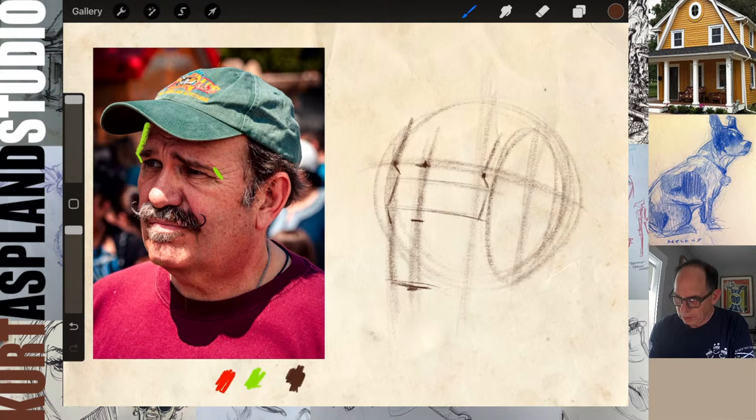All right, let's get this nose in. Now, before I draw the nose, this is what I'm going to use, this negative shape right here. You see this? This shape right here is going to help me determine how far the nose is from the side of his head, you see? So let's see if we can really match that shape here.